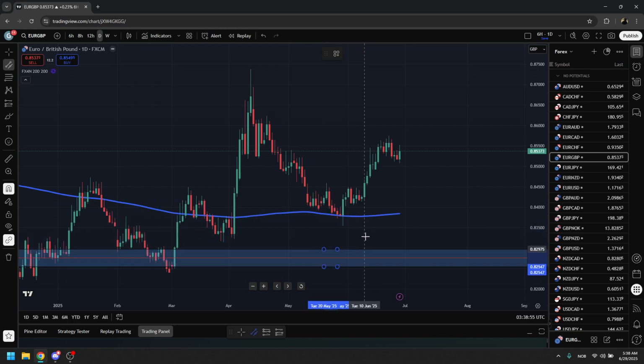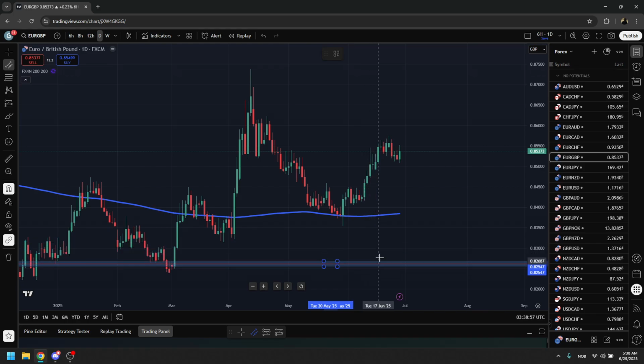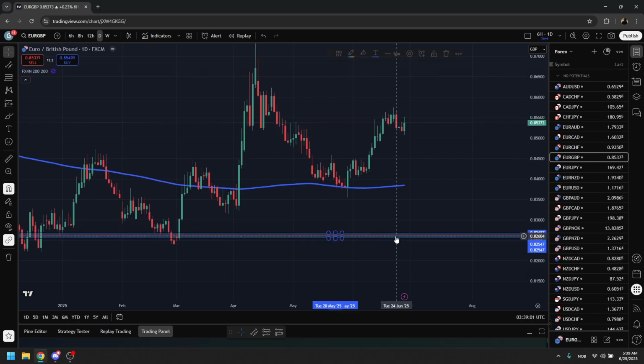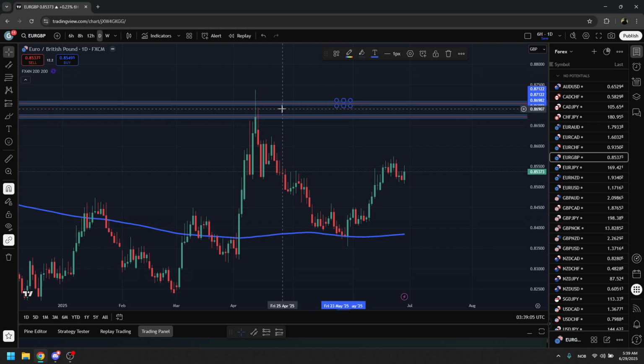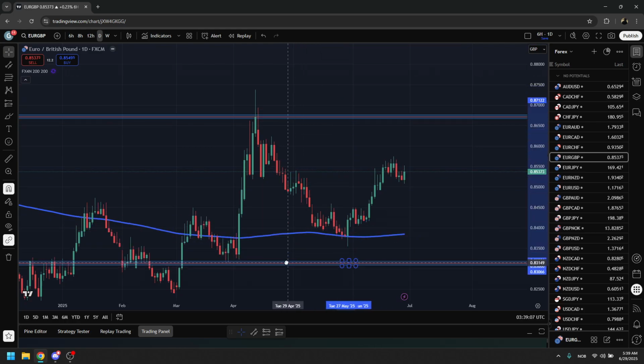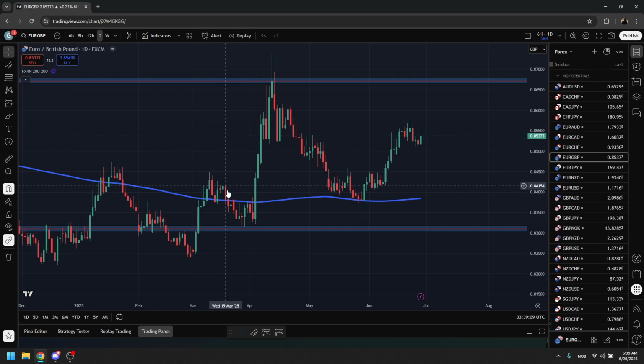How big you want these, you choose yourself. There's no exact recipe. I just put them, make a little zone. There's no specifics for it. And also, I see this as an SR area, the 200. That's how I work with it.